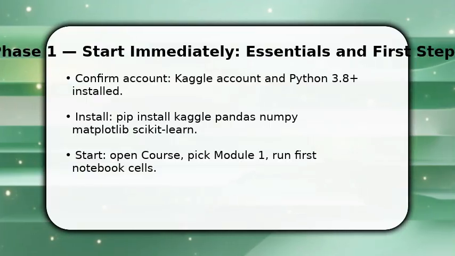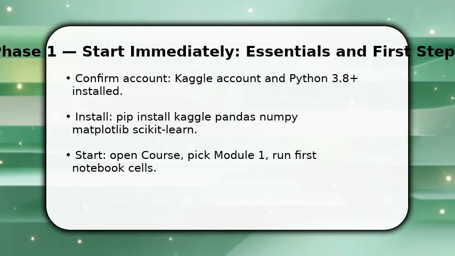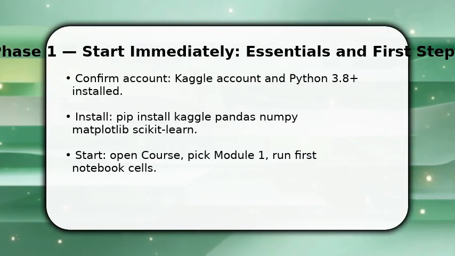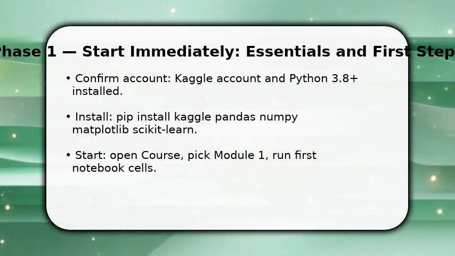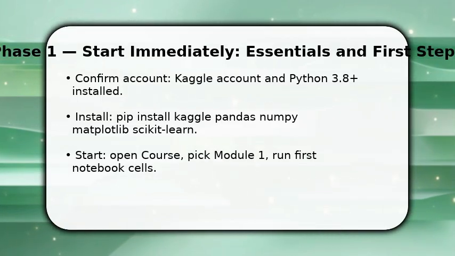You need just enough setup to begin now. Create or sign into your Kaggle account and ensure Python 3.8 or newer is available. Once done, install core packages. Pip install Kaggle, Pandas, NumPy, Matplotlib, Scikit-learn. This gets you working with datasets and models.